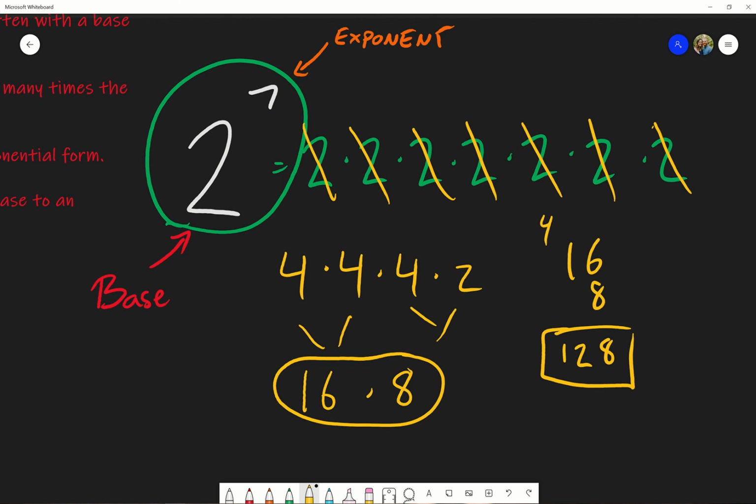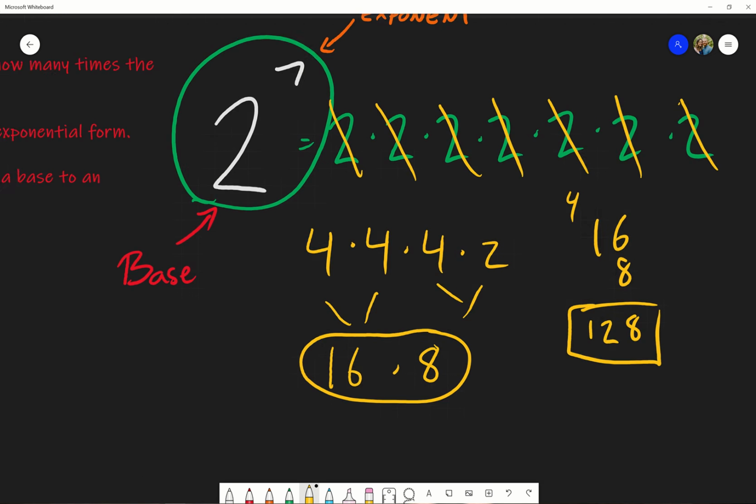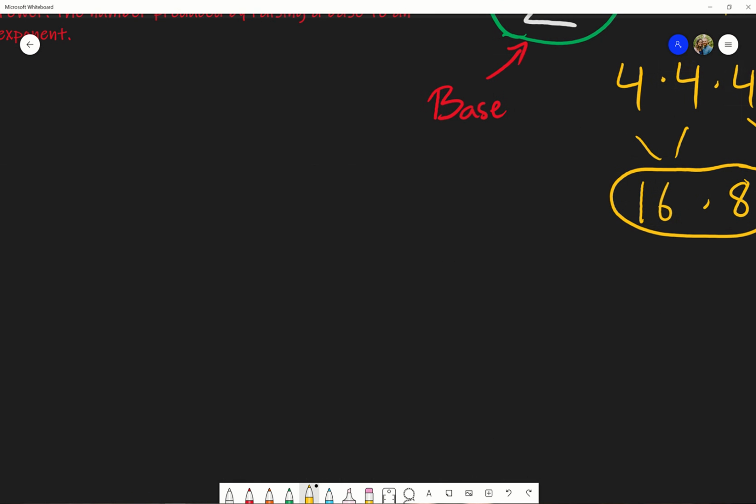So there's going to be a few things we do today. One of them, solving for powers. Another one, we're going to be converting between exponential form and standard form, as we say. Standard form and exponential form.